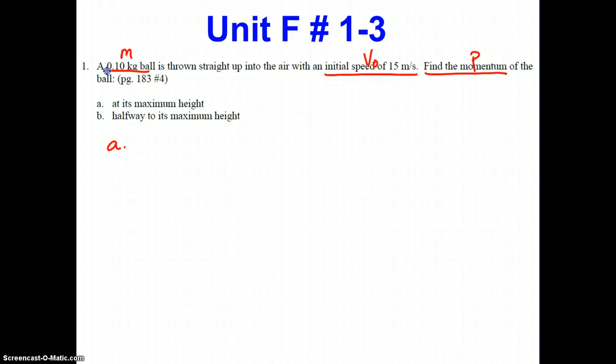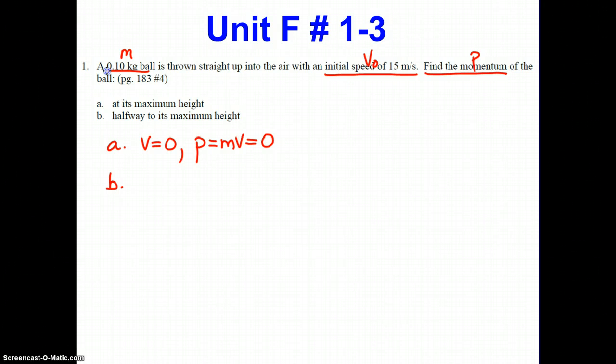As you know, for an object thrown straight up into the air, the velocity at the maximum height is 0. Since momentum is mass times velocity, if the velocity is 0, then the momentum would be 0. B is a little bit more challenging.